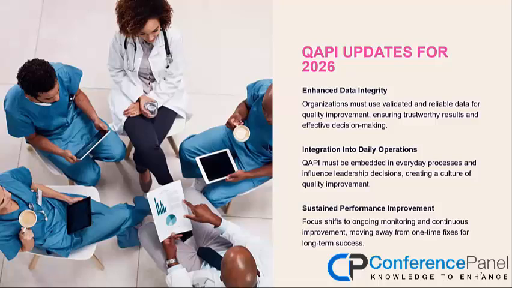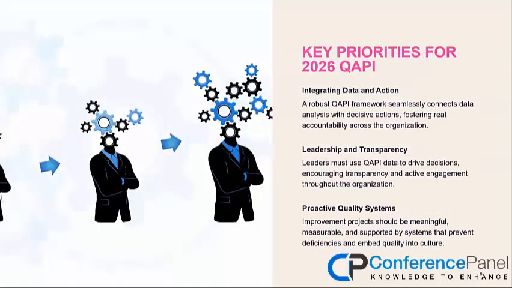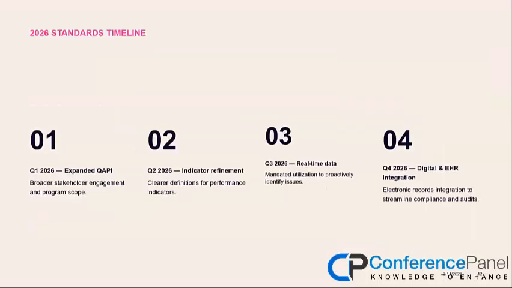So some of the updates for 2026 are enhanced data integrity. Some of the hurdles that are ahead, this is not an easy task. You have to maintain accurate data across the various healthcare systems. That's a major hurdle. Some of the priorities: you want to integrate data and action. The purpose is CMS mandates QAPI to drive continuous quality improvement.